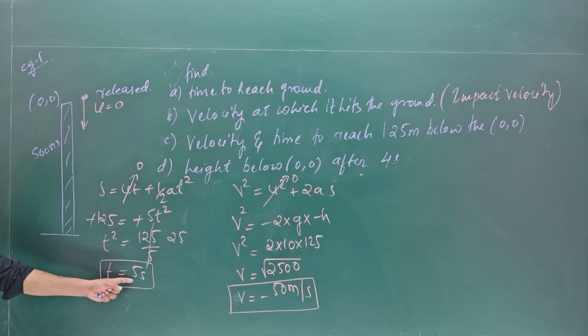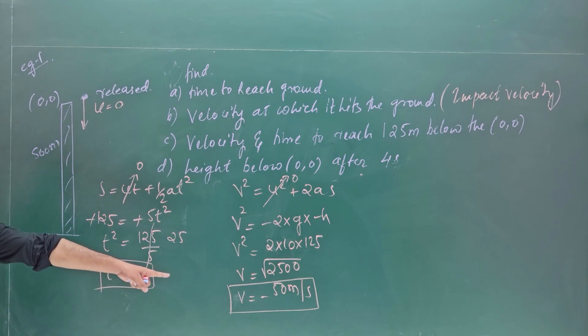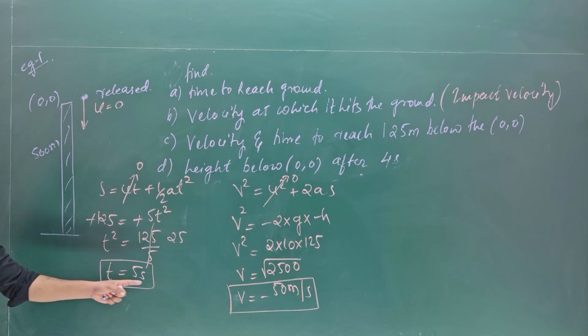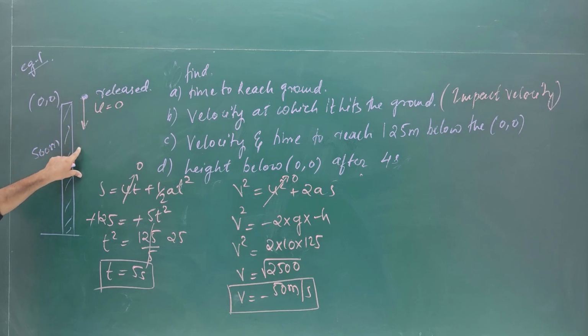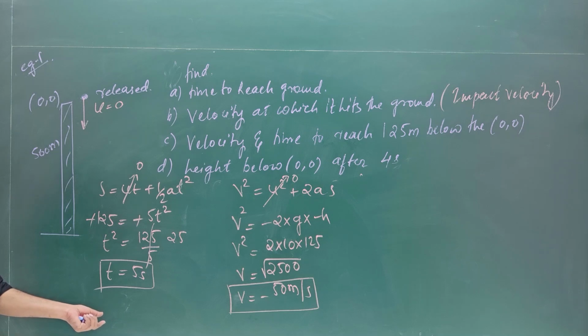Time came 5, what velocity came? 50. When time is 5, velocity is what? 50. Can I say that when the object is released, it is increasing in each second by 10, 10, 10? It has a constant acceleration.